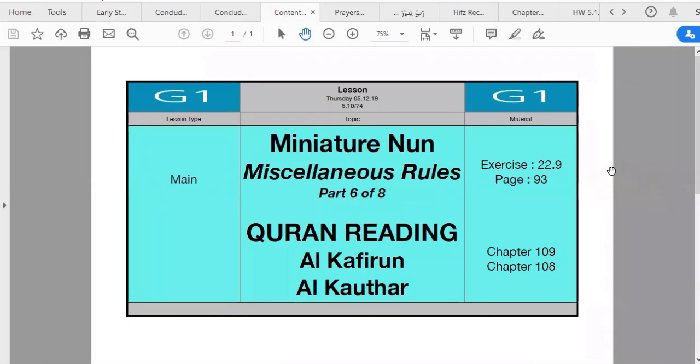In today's lesson, we're going to be looking at miniature noon and the alif that comes after it. So what sign, alif, fatha, kasra or dhamma, what sign do we put on the alif? We'll be looking at that. And then the second part of our class will be Quran reading, and we'll be looking at the surahs of Surah Kafirun and Surah Kawthar.